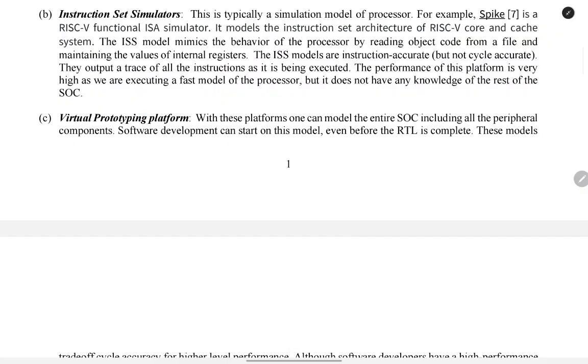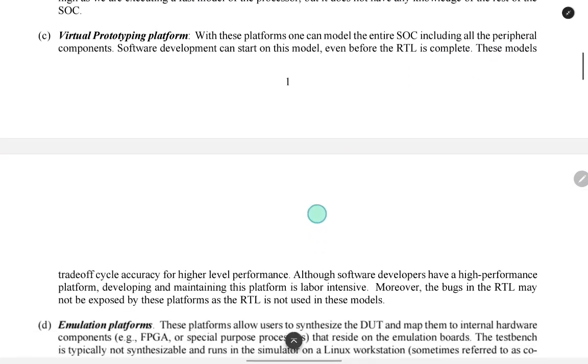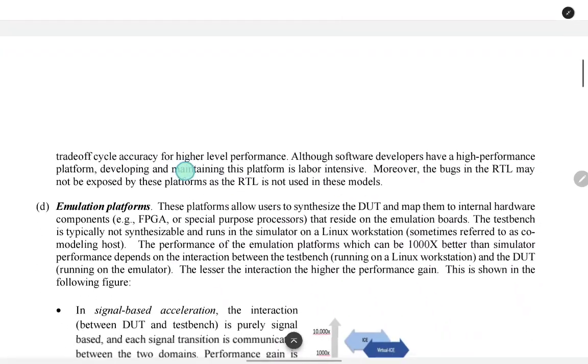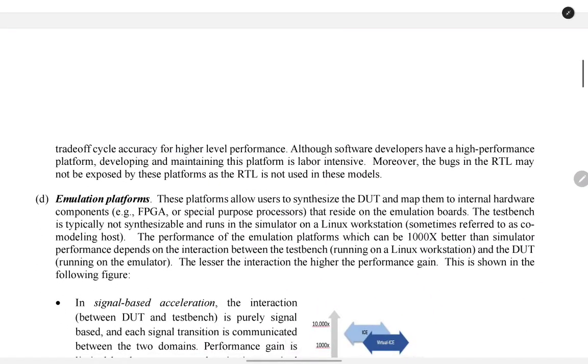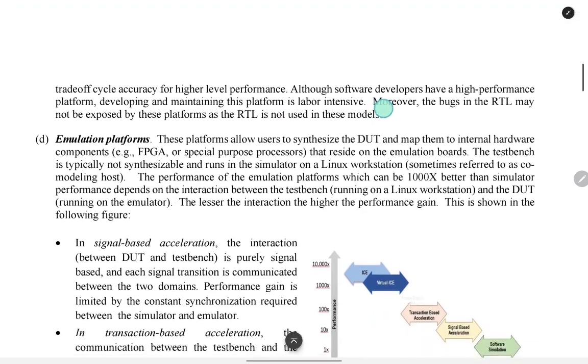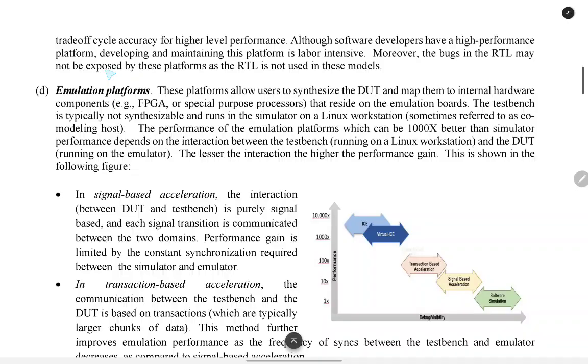c. Virtual prototype platform. With these platforms, one can model the entire SoC, including all the peripheral components. Software development can start on this model even before the RTL is complete. These models trade off the cycle accuracy for higher performance. Although the software developers have a high performance platform, developing and maintaining this platform is labor intensive. Moreover, the bugs in the RTL may not be exposed by this platform as the RTL is not used in these models.